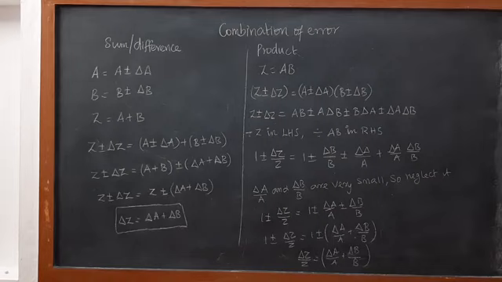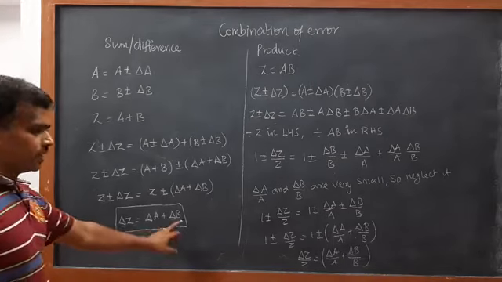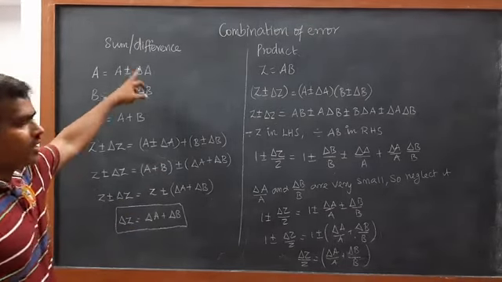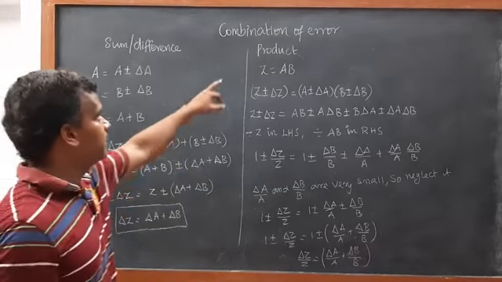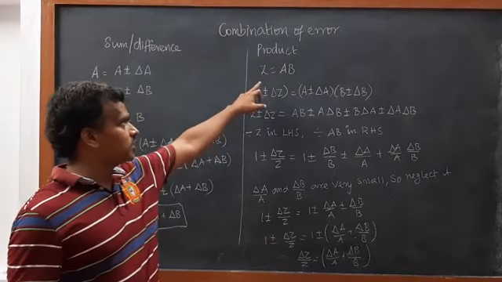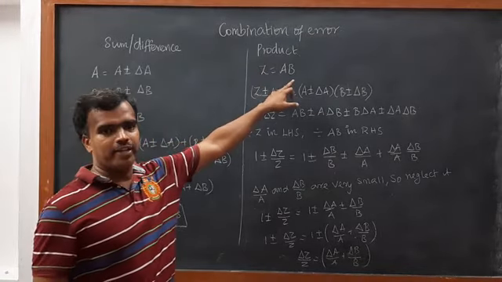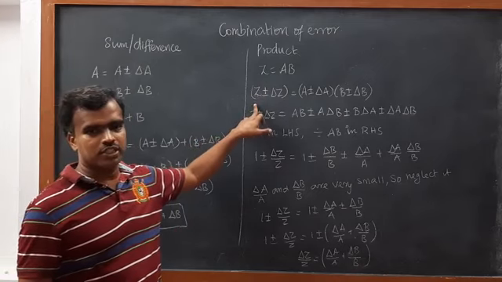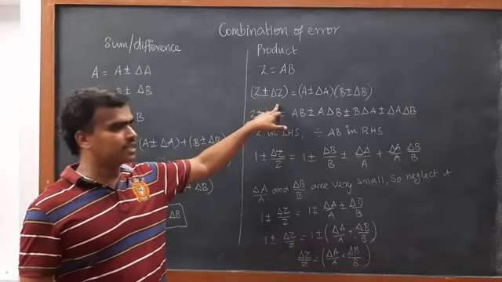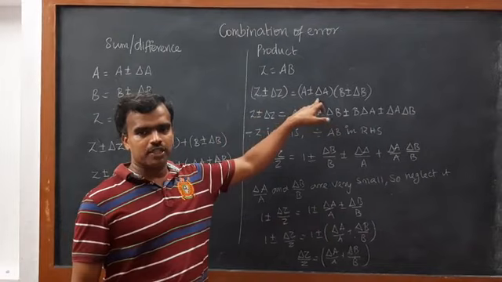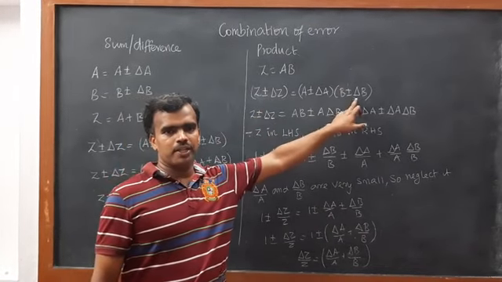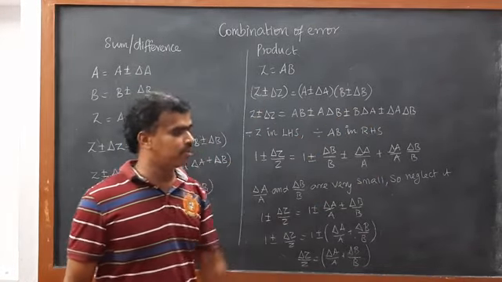So these two are individual absolute errors, right? Similarly, you can go for the difference for your homework. And the product, the next one: Z is equal to A into B. Again we are going to substitute Z is equal to Z plus or minus delta Z, A is equal to A plus or minus delta A, B is equal to B plus or minus delta B.